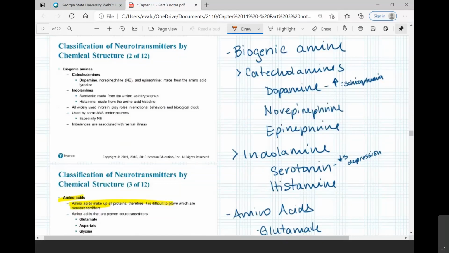Norepinephrine and epinephrine are also called noradrenaline and adrenaline. So epinephrine and adrenaline are the same thing. This is the neurotransmitter that is occurring when you get in a car accident, but you don't feel any pain because you've got that adrenaline running through your system. That's the epinephrine. Whereas when you're coming down from it, the norepinephrine is going to be the opposite. So those are those two.